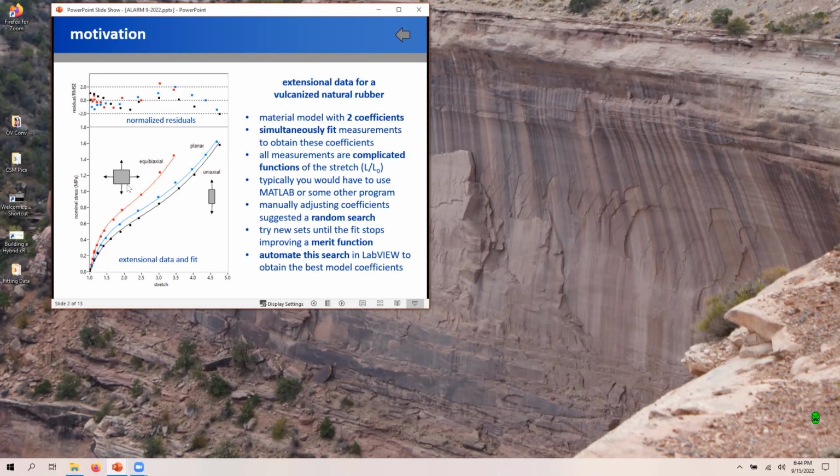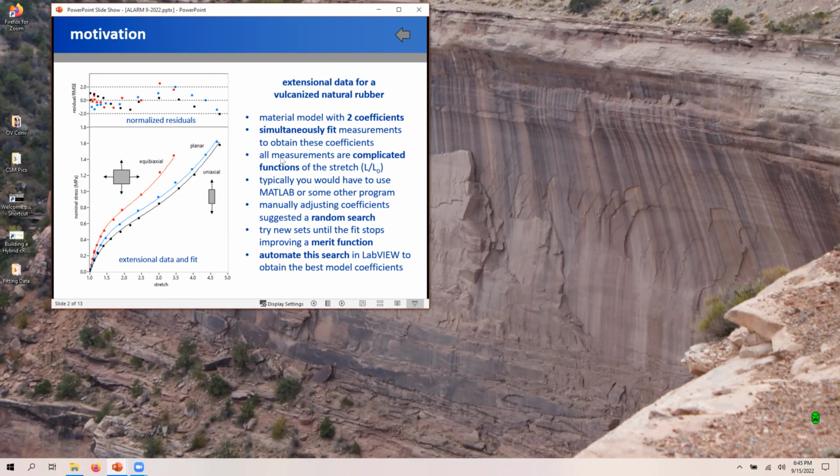So the experiments were equibiaxial, where you're pulling in 2 directions at once. You get this in a spherical balloon, for example, right? Or sclera like your eye. And then there's uniaxial, where you're just pulling in one direction. In planar, you're pulling in one direction, but you're constraining it in the other direction to not change length. So anyway, that's the data. And I was able to fit these 3 curves simultaneously to 2 constants. And I did it by just searching randomly for the constants.